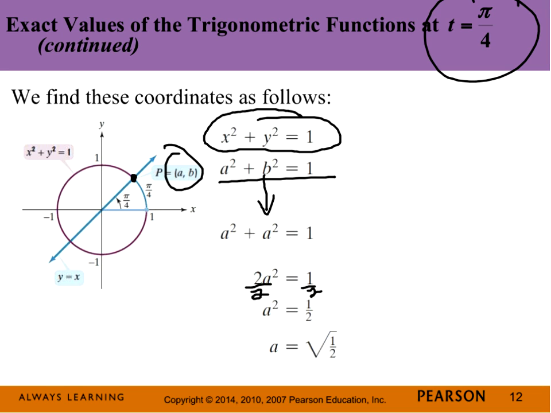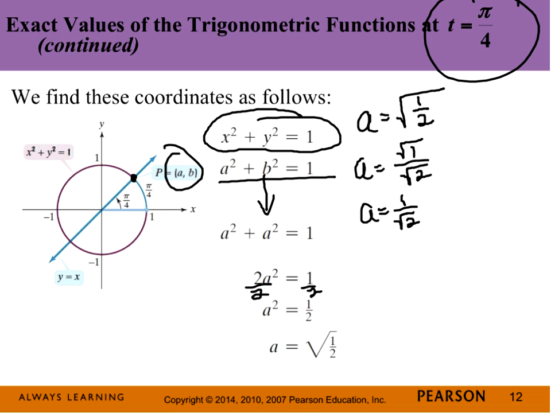You don't have to take the positive and the negative into consideration because we've already looked at the fact that it's not going to be negative. We're not going to have a negative length there. So A is equal to the square root of 1/2. A is equal to the square root of 1 over the square root of 2. A is equal to 1 over the square root of 2.